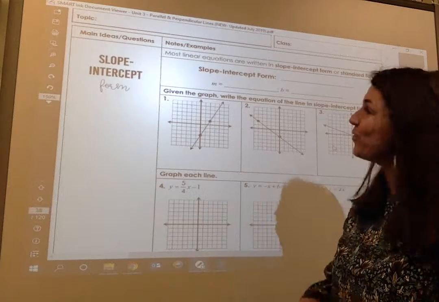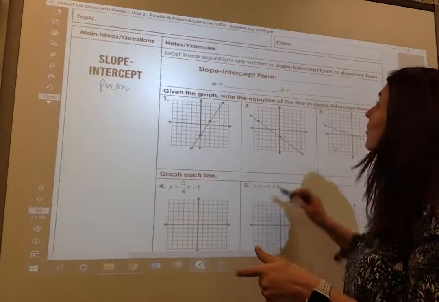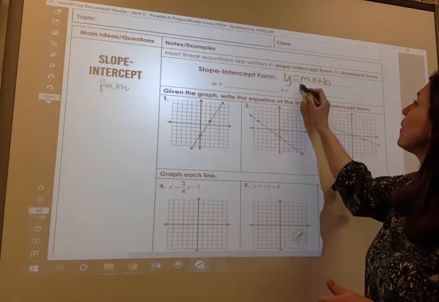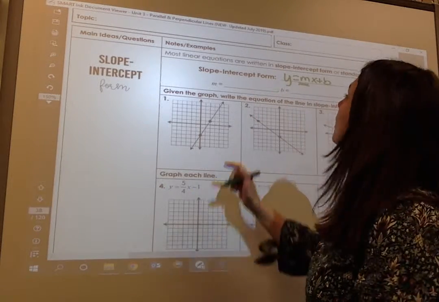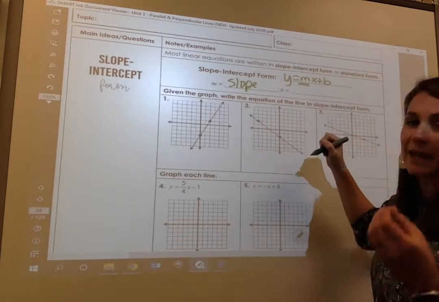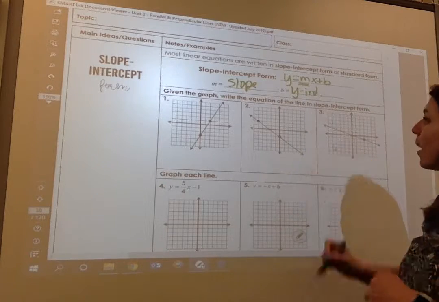Again, review, slope-intercept form. Remember, it has a slope, it has an intercept, so y equals mx plus b. Remember the story that took place last year, the mountain, the skier, he goes up, down, he dies? That m stood for slope, and that b stood for your beginning point, which was your y-intercept. Remember, we only started graphing from the y-intercept.